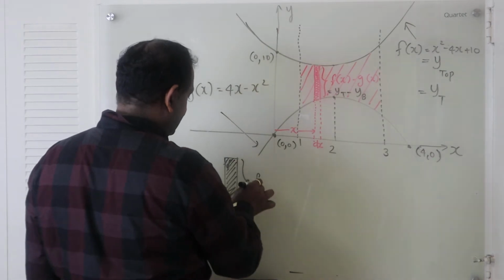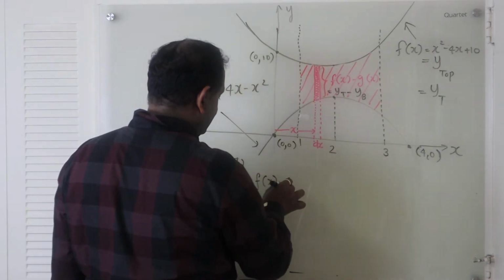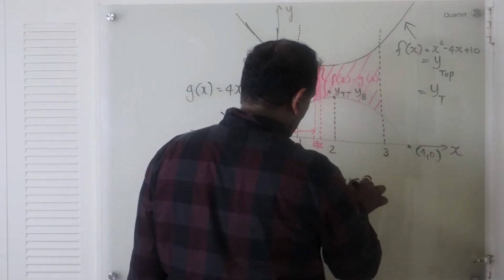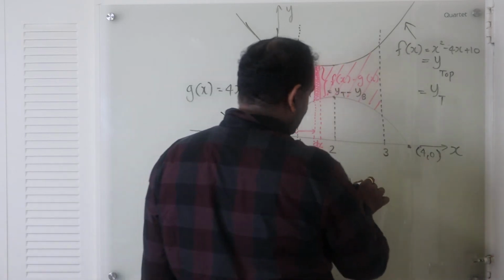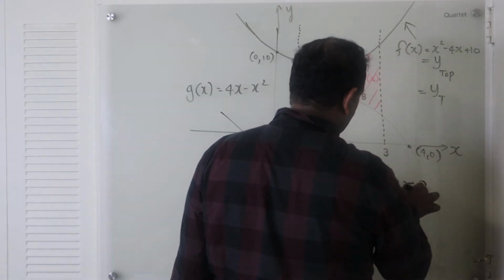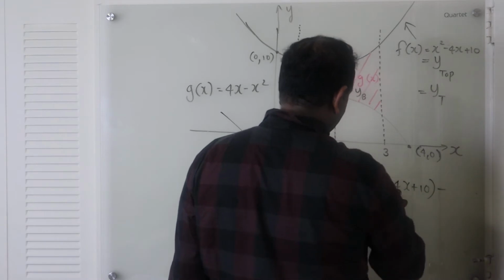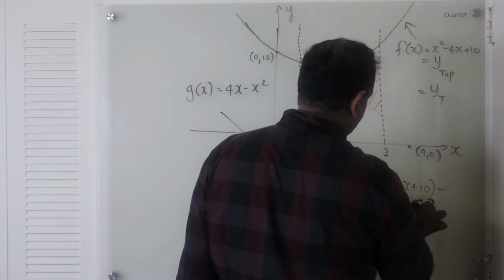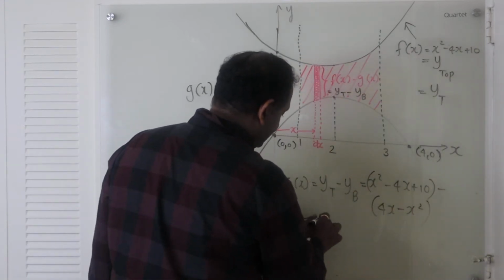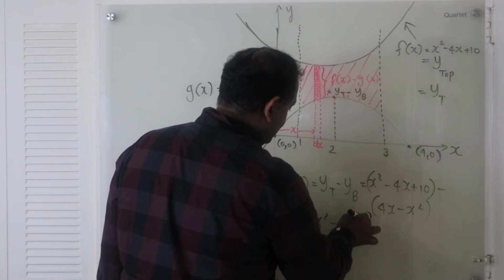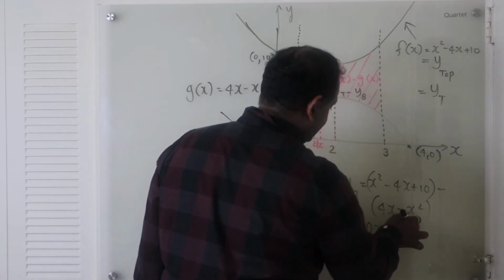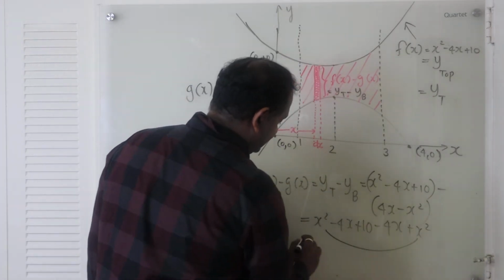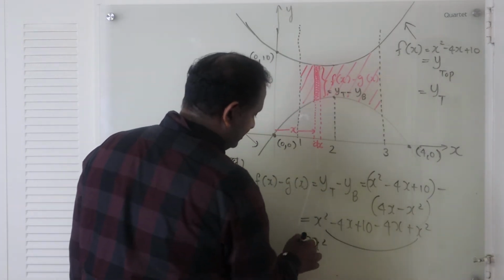Its height is f of x minus g of x, or y top minus y bottom, or we can plug in the values now. x squared minus 4x plus 10 minus 4x minus x squared. That is x squared minus 4x plus 10 minus 4x plus x squared. Then x squared, see, like terms, 2x squared.